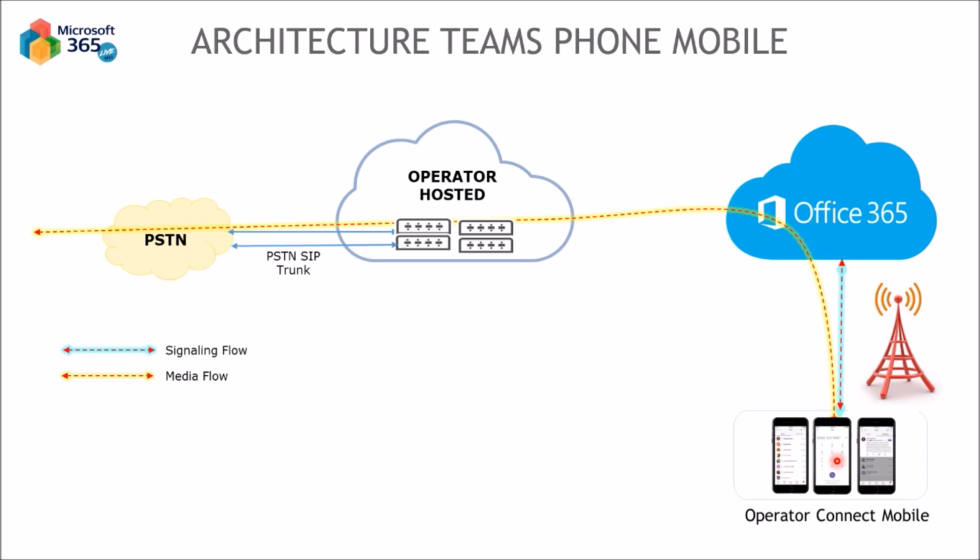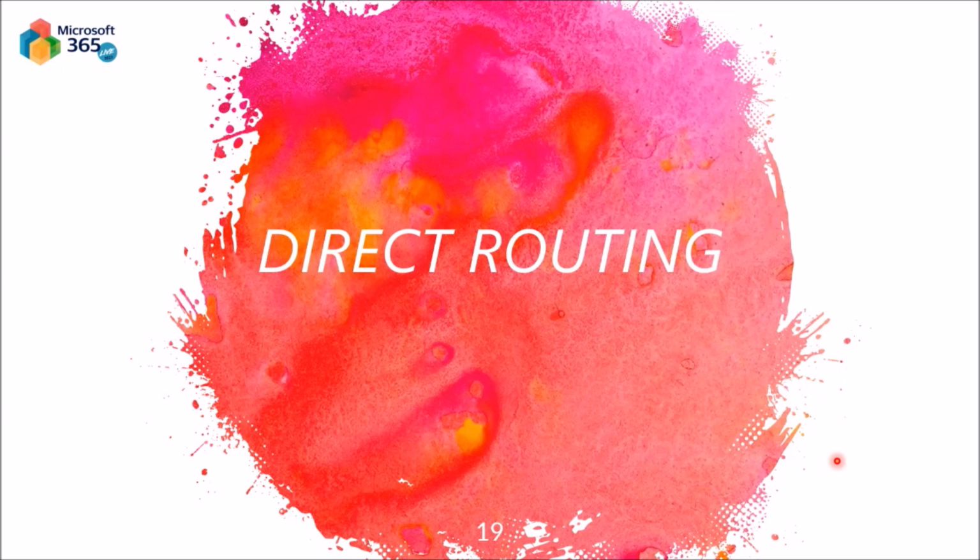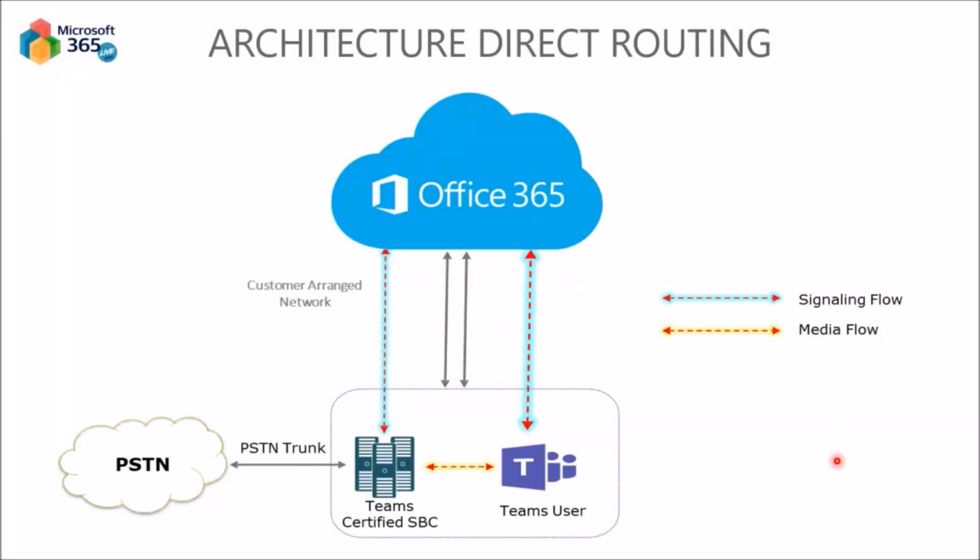So that's how the overall architecture for Teams Phone Mobile looks. Now let's talk about direct routing, or the Teams direct routing functionality, using which we can also bring the dial tone into our PSTN network, into our Teams application. With Teams direct routing, the architecture is more simplified, wherein you require a Teams certified session border controller. The certification is done by Microsoft. Microsoft certifies that a specific make and model of the session border controller, or SBC, can work with the Microsoft platform.